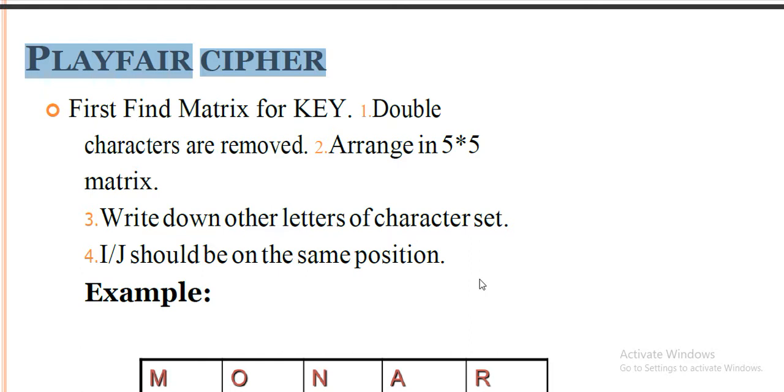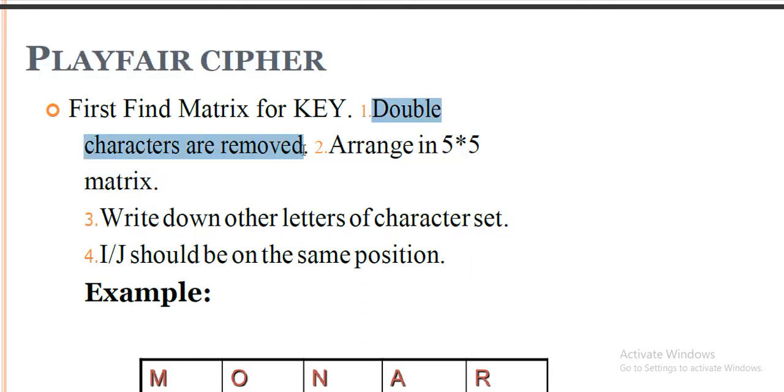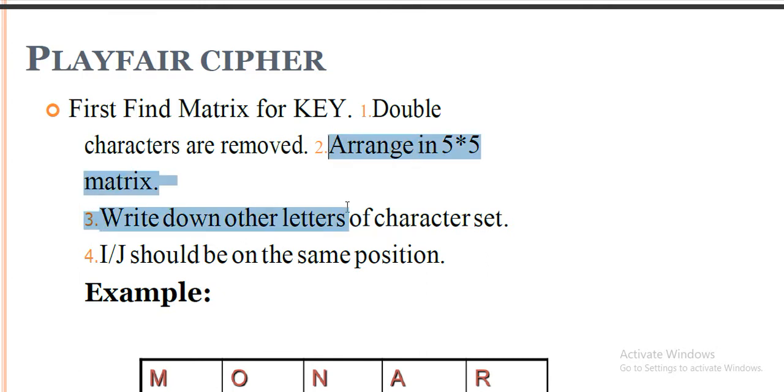So the first thing to keep in mind for the Playfair: you need to remove the double characters. We are going to apply one example, and based on the example you will easily understand. But there are a few points you need to find out. First, find out the matrix for a key, right? So double characters are removed. Second, arrange in a 5 cross 5 matrix. You need to create a matrix which is 5 cross 5.